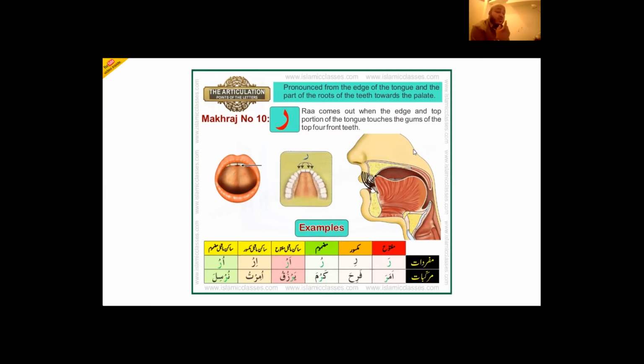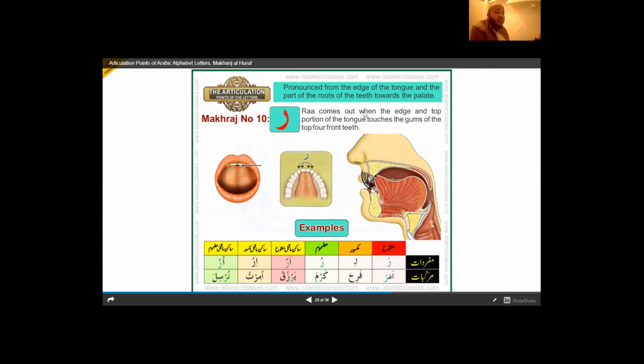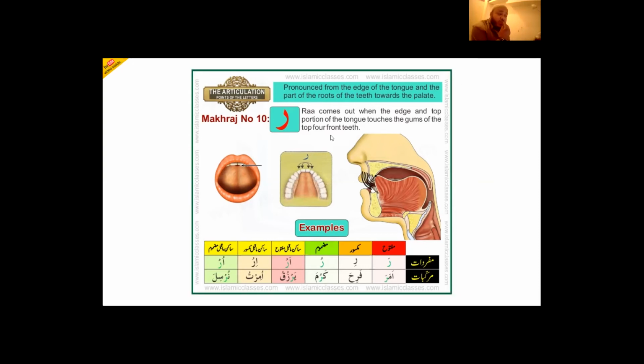The tongue moves up and down. And where is the tongue hitting? It's hitting the top layer of the mouth. Okay? Ra comes out when the edge and tip portion of the tongue touches the gums of the top 4 front teeth. Okay? Ra. So it's not just there, but it's also the front layer of the teeth as well, the 4 front layers of the teeth that the tongue touches. Ra. So the tongue has to touch the teeth and the top layer of the mouth as well, the front top layer. Ra. Okay?